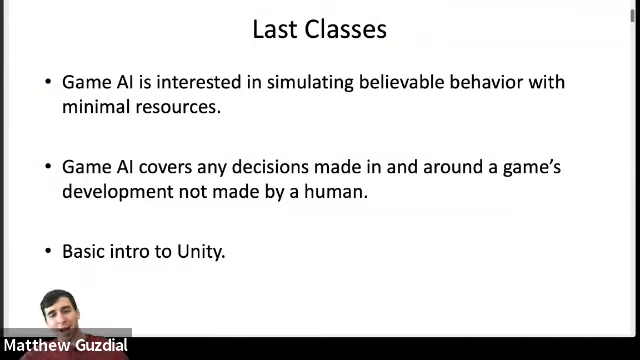So in the last class, well, the last 2 classes really, we did a discussion of game AI and about how he's interested in simulating believable behavior with minimal resources. And we talked about how game AI covers any decisions made in and around a game development not made by a human, which includes things like data science, PCG, and all kinds of stuff like that. And of course, we did a very basic introduction to Unity. I will give you a little bit more detail on explicitly how you're going to be using Unity in this class today when we go over assignment 1.